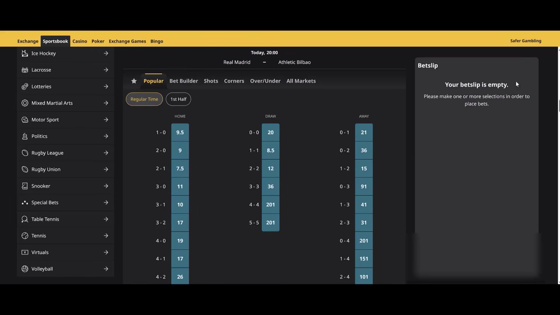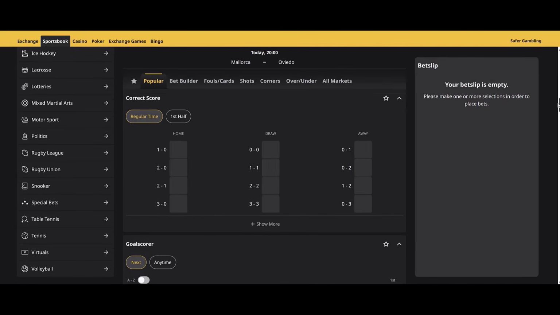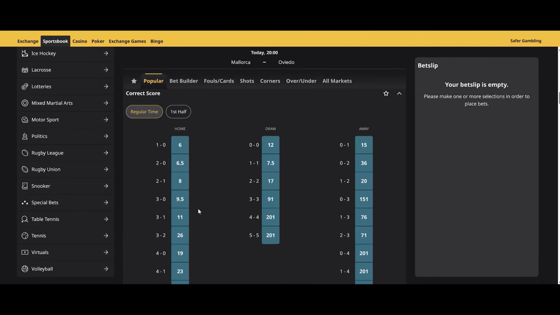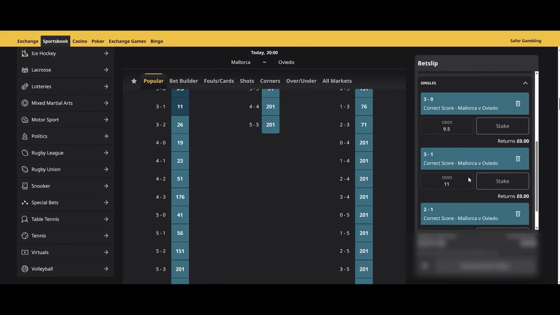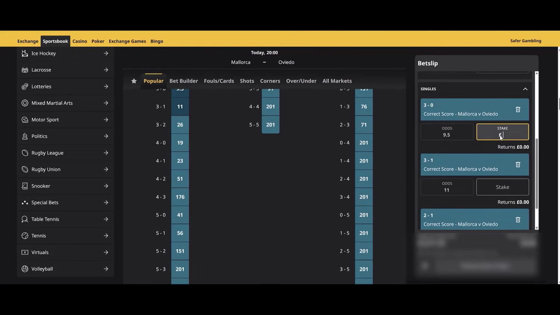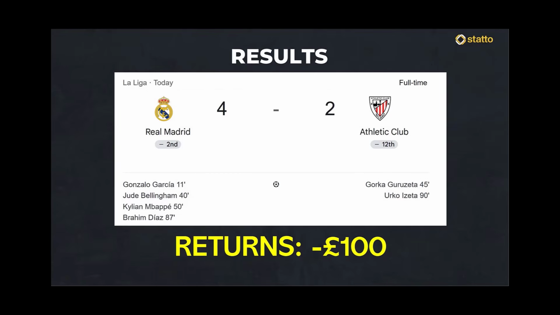Simple as that. And then for the next one, we can look at Mallorca versus Oviedo. And again, we're going 3-0, 3-1 and 2-1, with our anchor score being the 3-0. We just place the bets, and then we will come back and check the results and the returns from these 3 bets for the anchor system for today. So let's look at the results.